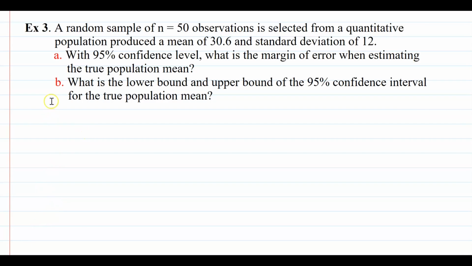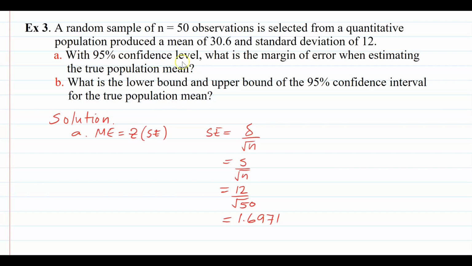Now let's try our third example. A random sample of n equals 50 observations is selected from a quantitative population and produced a mean of 30.6 and a standard deviation of 12. Question A: with a 95% confidence level, what is the margin of error when estimating the true population mean? Question B: what are the lower bound and upper bound of the 95% confidence interval for the true population mean?